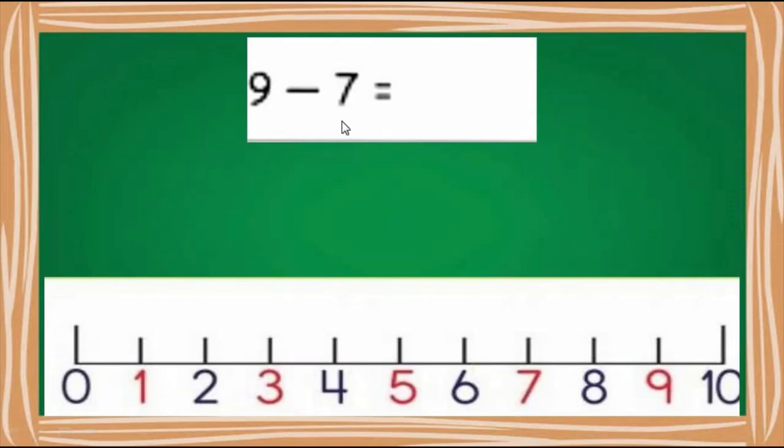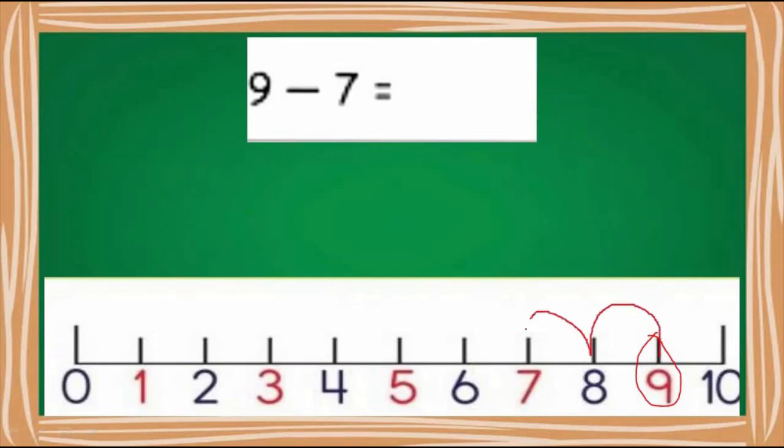9 minus 7. To solve this sum, what should we do? First of all, we should find number 9 on this number strip. Look, here it is. Make a circle around number 9. Okay. Now, what is the sum? The sum is 9 minus 7. Move 7 steps backward, or to the left side, of the given number strip.